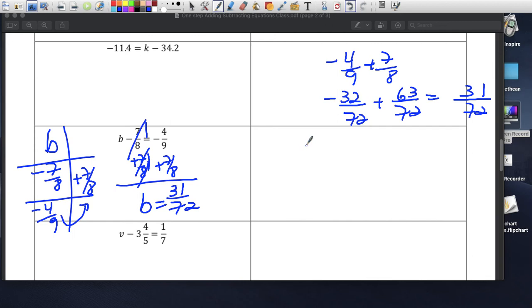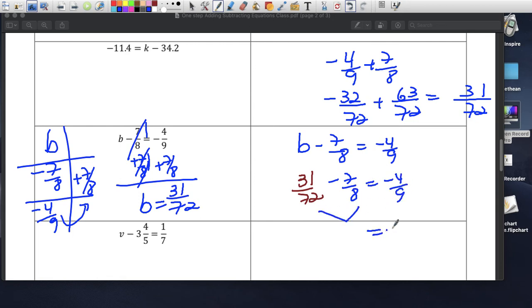So let's see if that's true. So again, I have b minus 7/8 equals negative 4/9. So instead of the b, I'm going to replace it with the value that we found, which is 31 over 72, minus 7/8 equals negative 4/9. So if this guy here does not equal negative 4/9, we're in trouble.